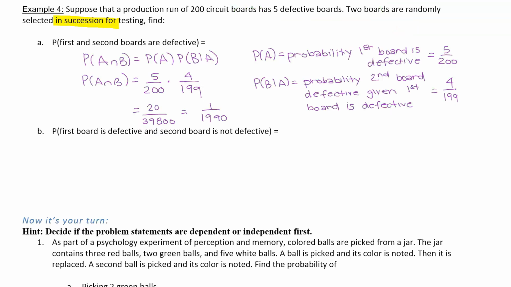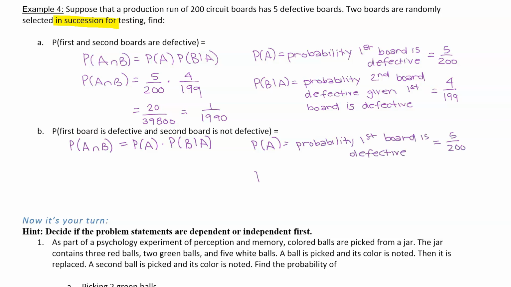So we're going to use the same formula. Probability of A and B equals the probability of A times the probability of B given A. So the probability of A will be the probability that the first board is defective, and that will be 5 out of 200. Then the probability of B given A, that's going to be the probability that the second is not defective, given that we already removed the first one, which was defective.